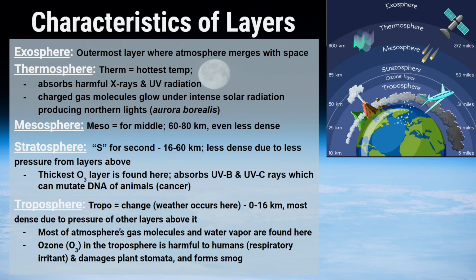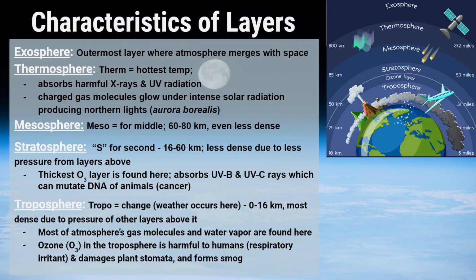It helps block UV radiation, and that's really beneficial for life on Earth. Then we have the mesosphere, and you can remember M for middle. It is important to point out here that with each layer up we move in the atmosphere, the gas molecules get less and less dense as they are further from Earth, and there's also less mass from layers above them pushing them down.